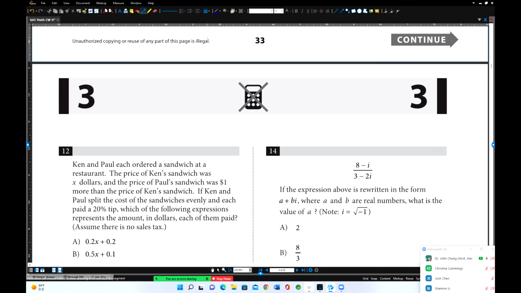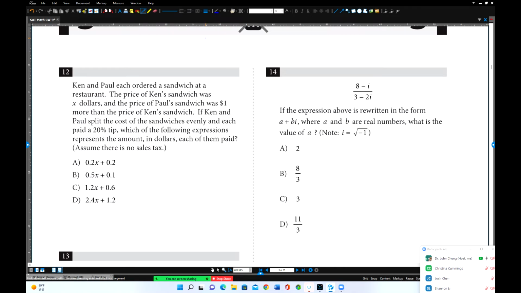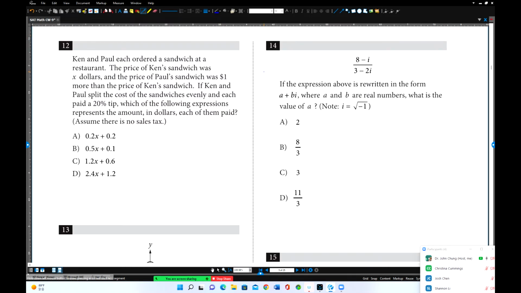Okay, now move on to number 12 here. We have two guys, Ken and Paul, each ordered a sandwich at a restaurant. The price of Ken's sandwich was X dollars. And the price of Paul's sandwich is $1 more than Ken's sandwich, so Paul's is X plus $1.